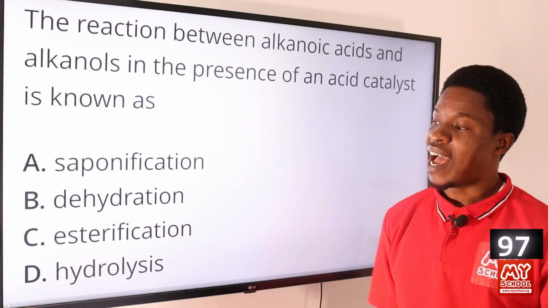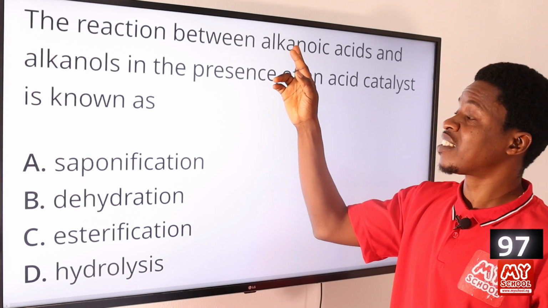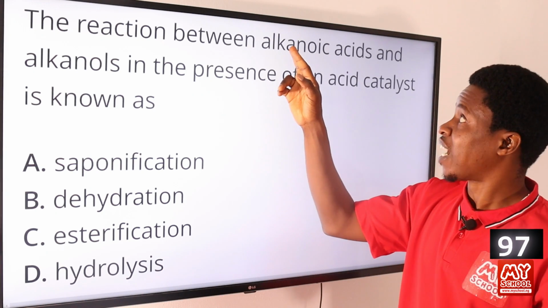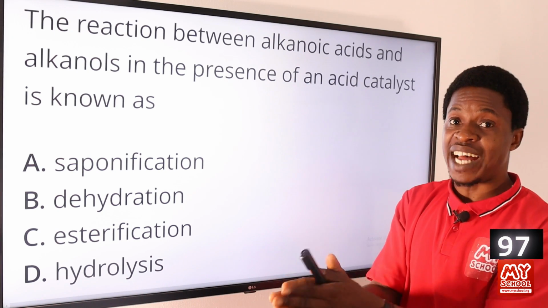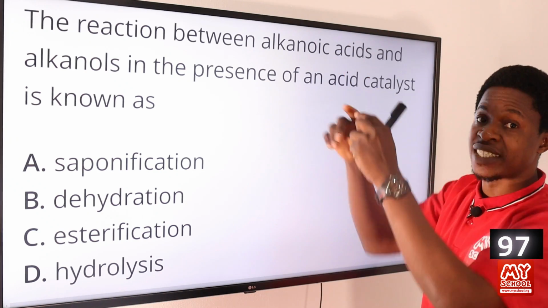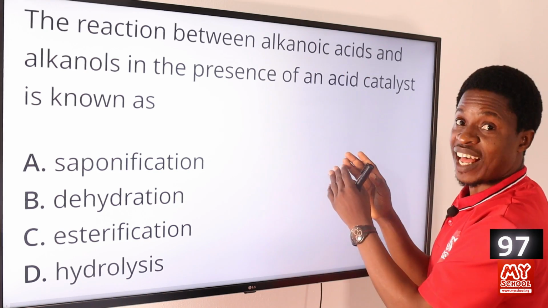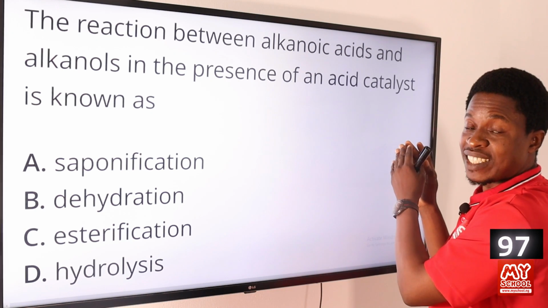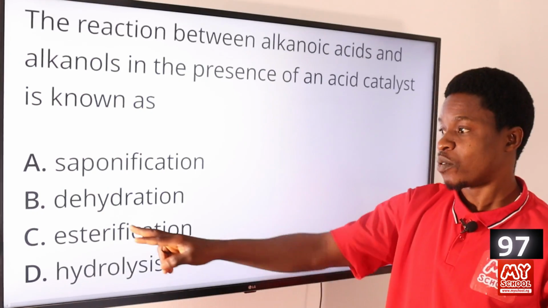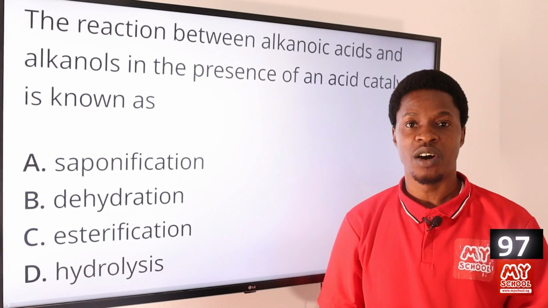Option D says hydrolysis. Actually, the reverse reaction is what we call hydrolysis. Alkanoic acid reacts with alkanol to form esters and water. So if you reverse the equation and say ester plus water gives alkanoic acid and alkanol, that is hydrolysis, which is not it. So the correct answer here is option C.